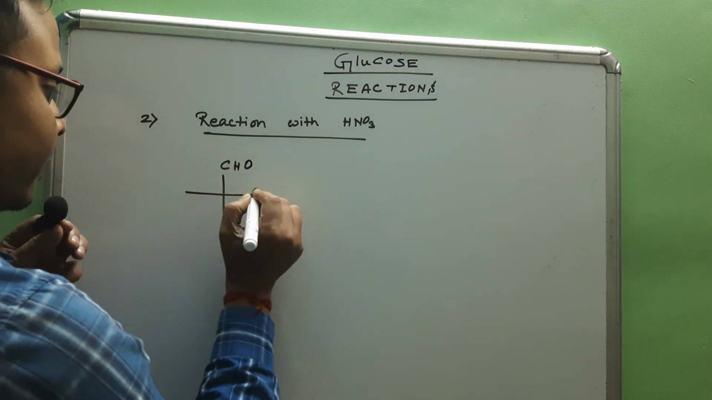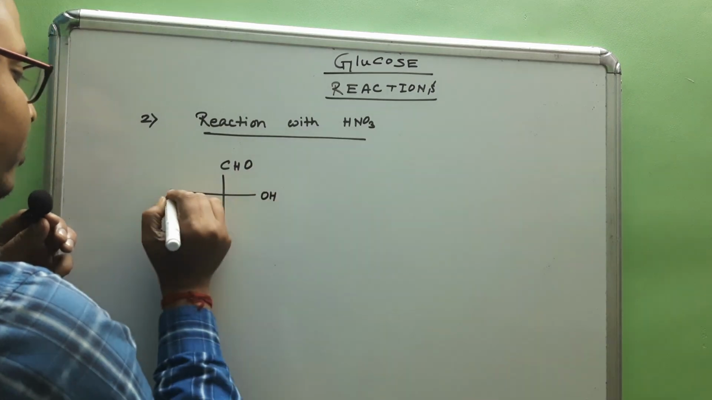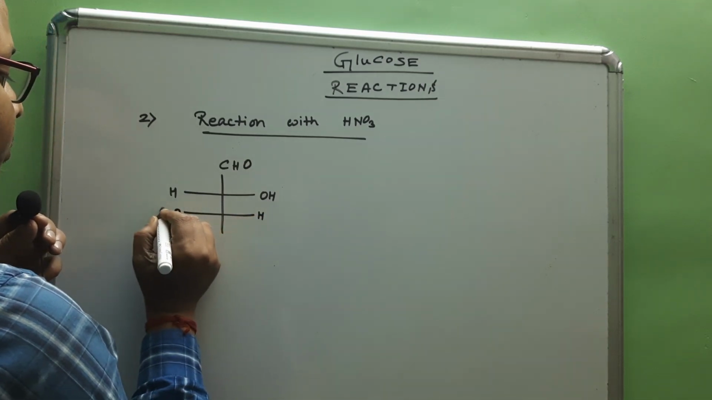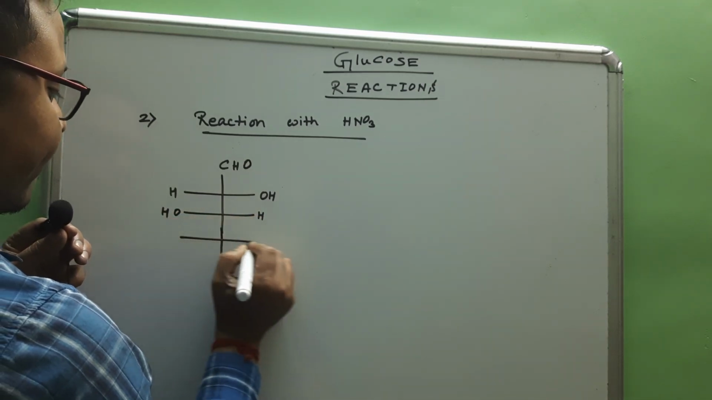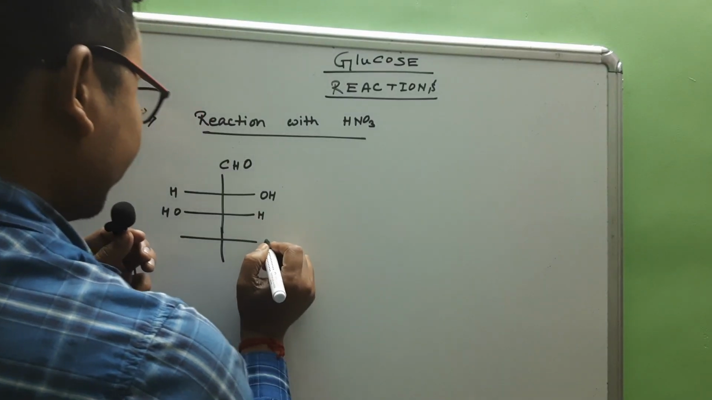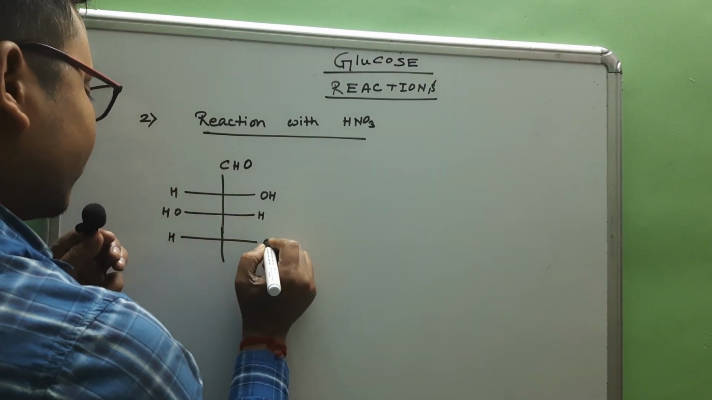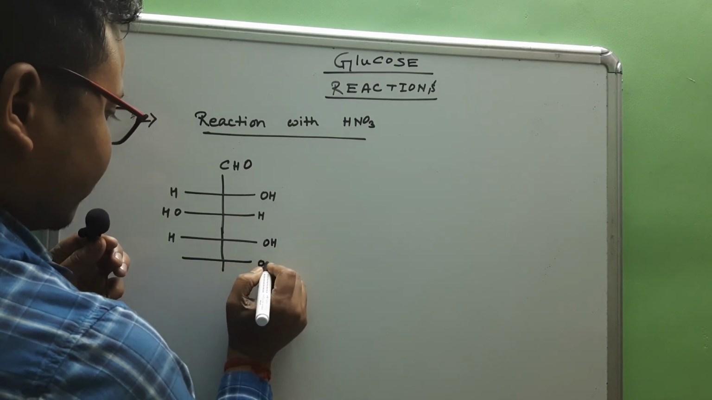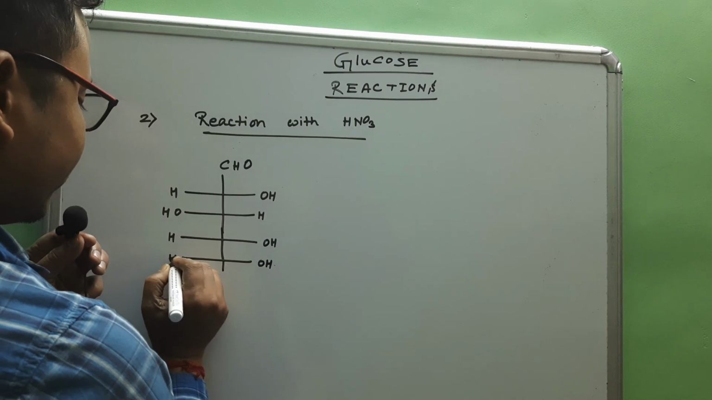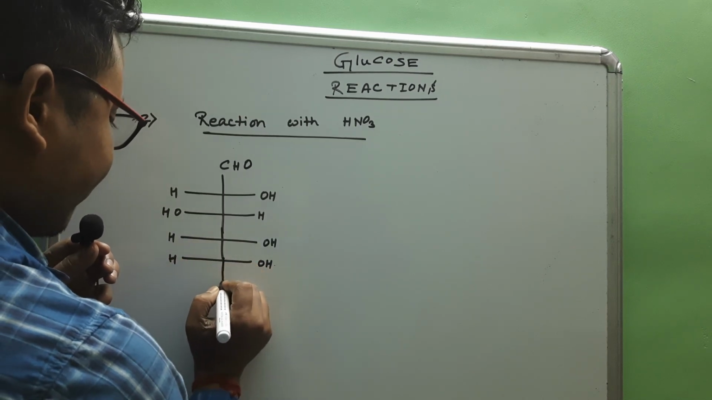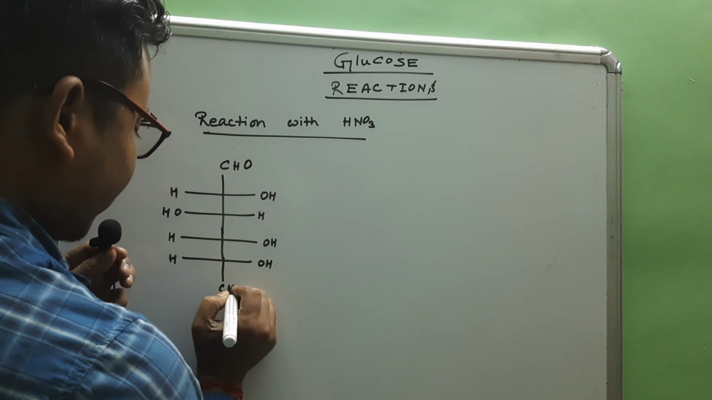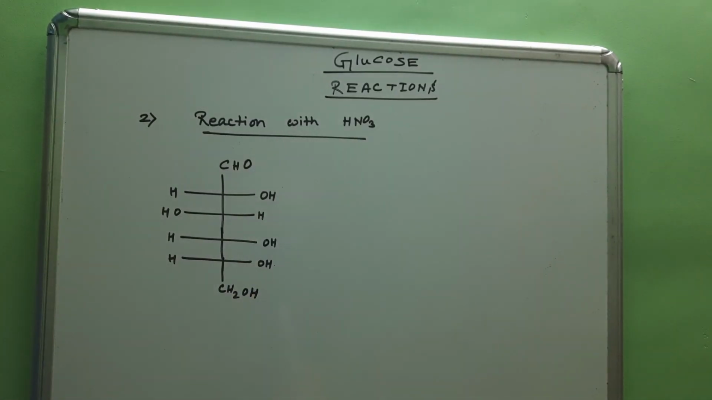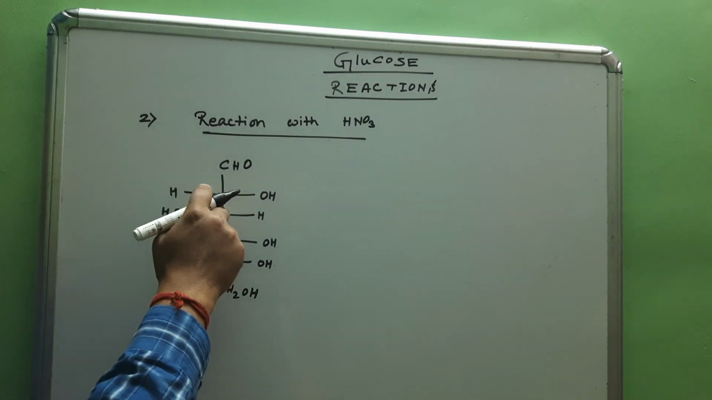I am writing the structure of the glucose molecule again and again. You should also write the structure of the glucose molecule again and again so that it is practiced. The more you write in your copy, the more familiar you will be with the complex structure of glucose. So this is the structure of glucose, 1, 2, 3, 4, 5, 6.